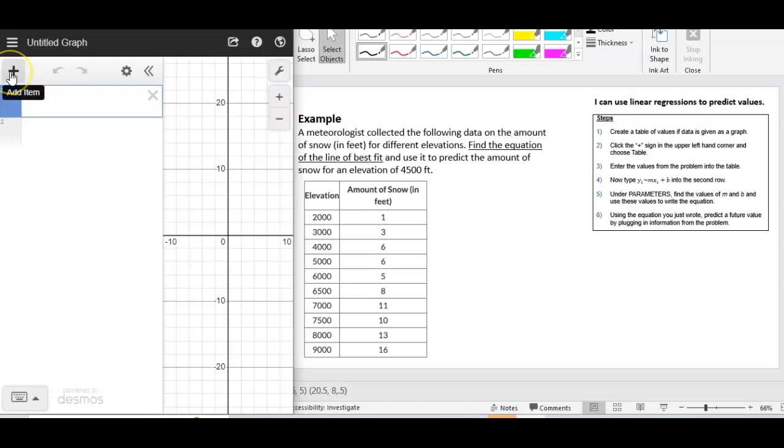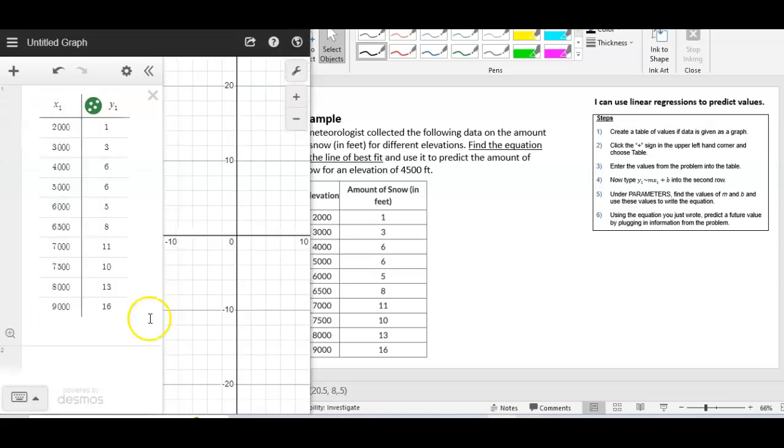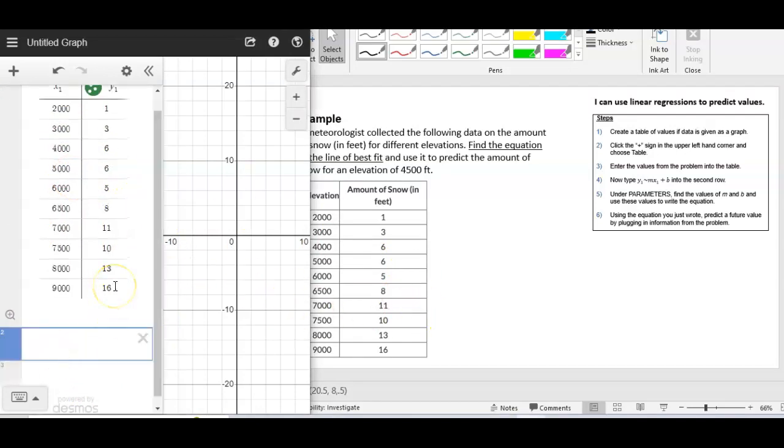For Desmos, remember we need to click the plus sign, and we go down and click on table. Once we have our table, we're going to enter our table of values. I'm just going to pause the video so you can go ahead and enter those tables in. Now that we have our table entered in here, remember to always double check and make sure that the values are the same. Now we're going to go to row 2 and tell Desmos to approximate a linear function.